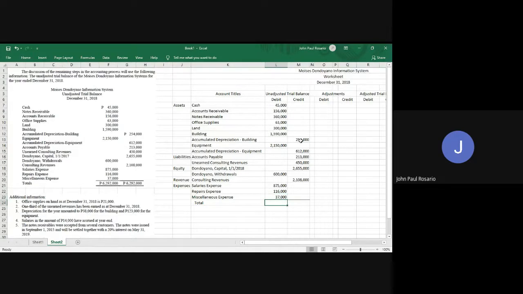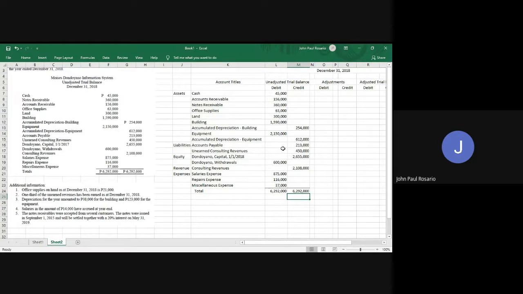And then we have to get the sum. Kung total ba siya. Let's see. 6,292. Same with our credit. 6,292. Okay. Meaning, we have successfully transferred our unadjusted trial balance to our worksheet. Now we go to our adjustments.